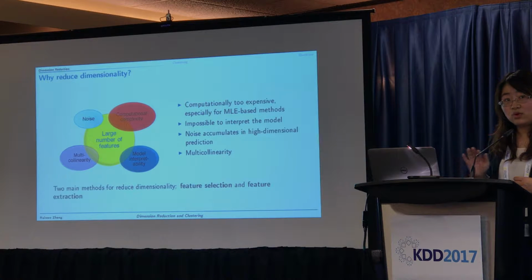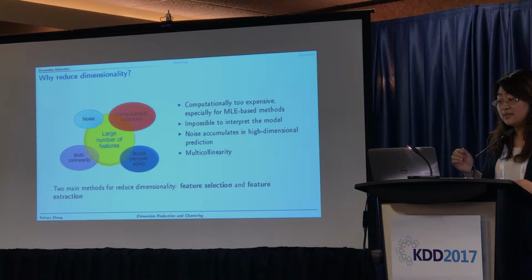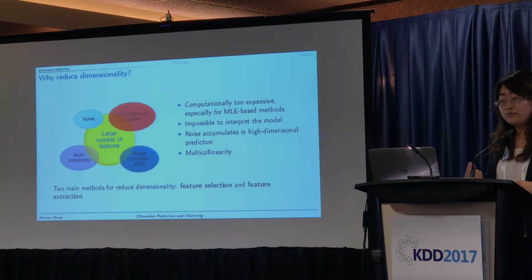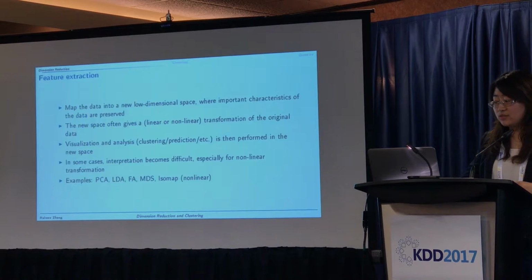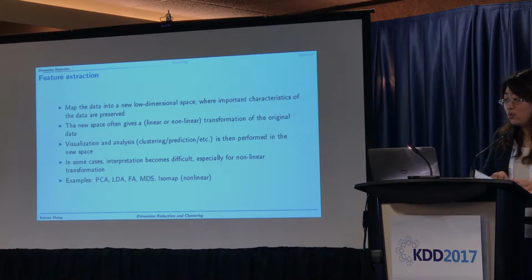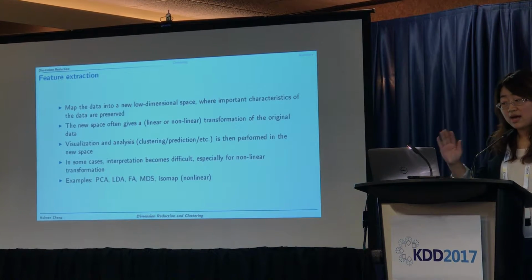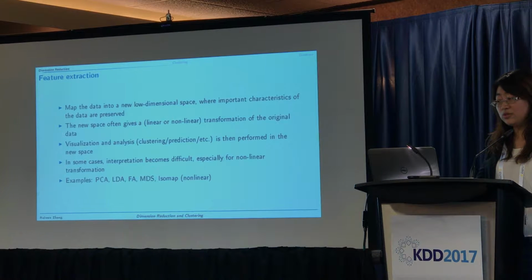So after we understand all the problems, the need for dimension reduction becomes clear. And as I mentioned, there are two main methods to reduce the dimensionality: feature extraction and feature selection. What does feature extraction do? Feature extraction techniques map the original high-dimensional data into a new low-dimensional space, where important characteristics of the data are still preserved. And the new space gives a linear or nonlinear transformation of the original data.